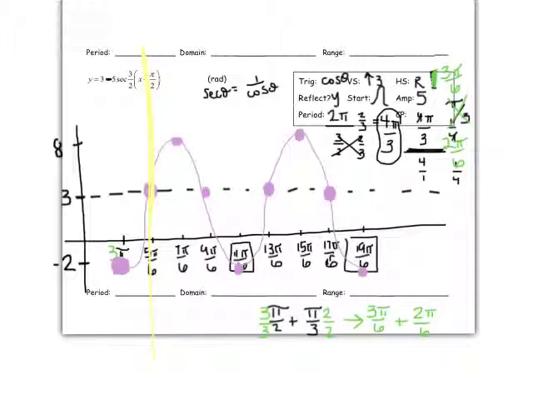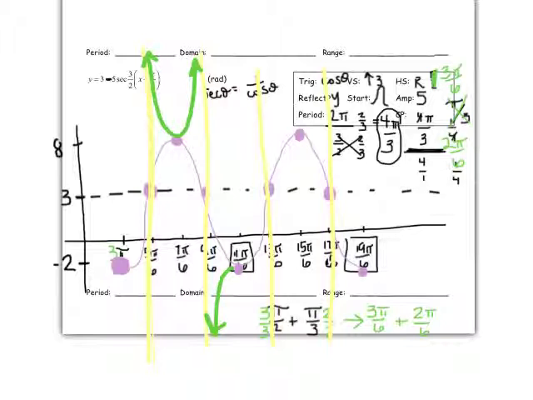So here's my first vertical asymptote. 9 pi over 6 is my second vertical asymptote, then 13, then 17. Okay, and now I make the u's in between all those vertical asymptotes. So here's one u. Here's a second u. Here's a third u.